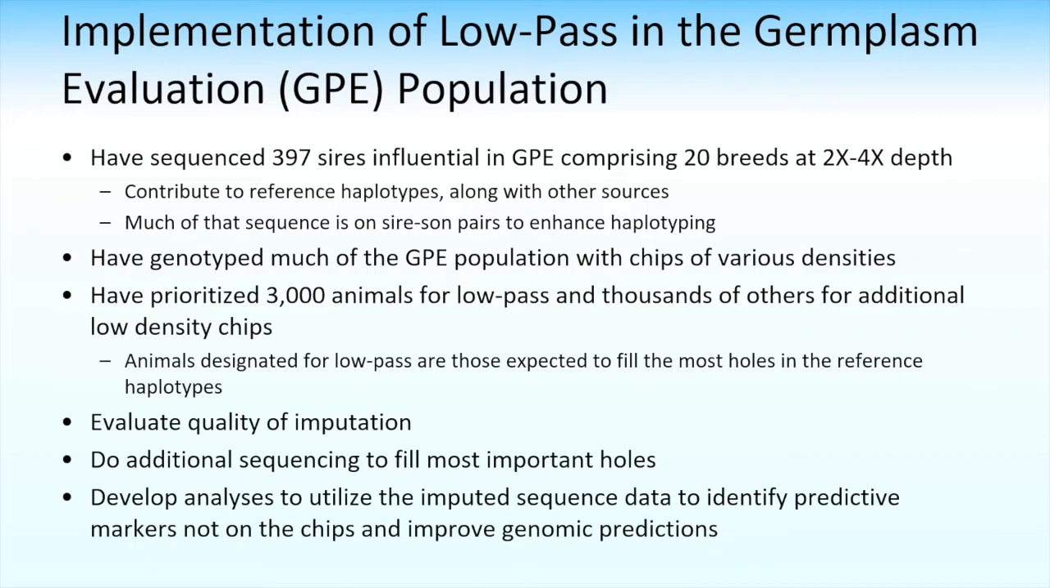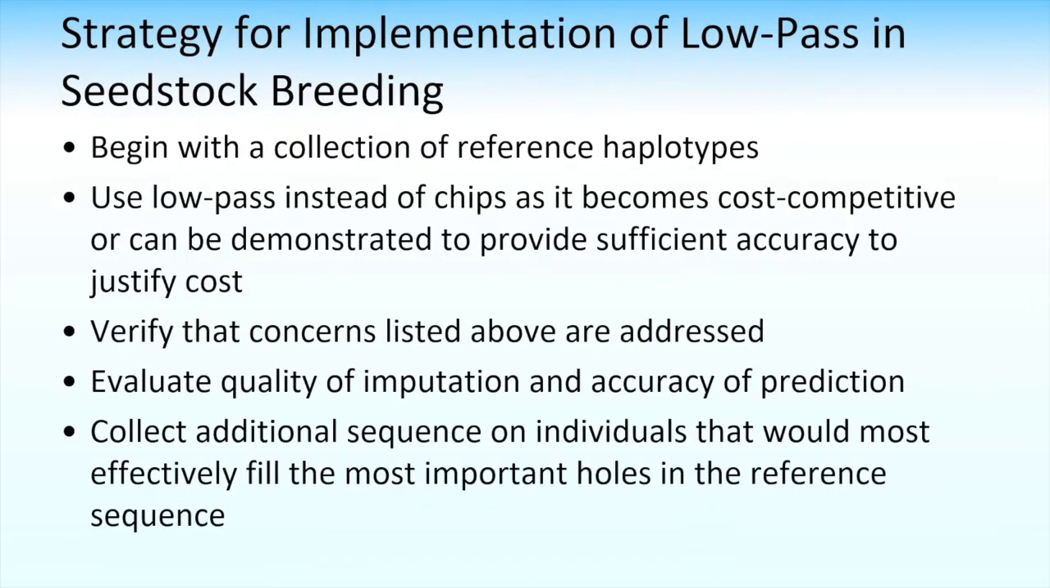When we get all this data back, we'll evaluate the quality of imputation. We'll do additional sequencing to fill the most important holes in the reference. And we'll develop analyses to utilize the imputed sequence to identify predictive markers not on the chips and improve genomic predictions. So one of our objectives is to provide information that could inform decisions about whether, when, and how the beef industry might transition into low-pass sequencing for genetic evaluations.